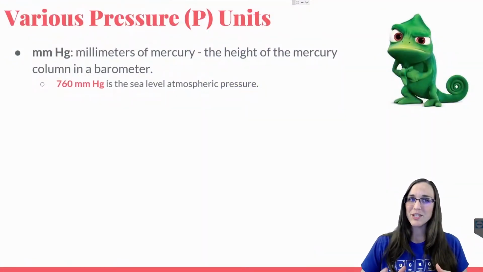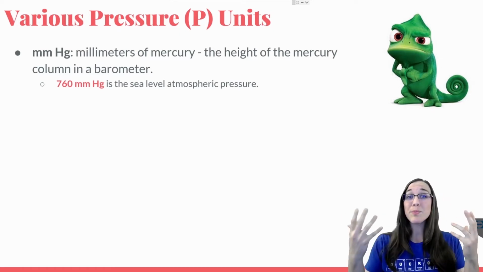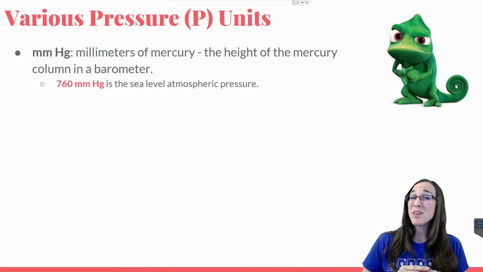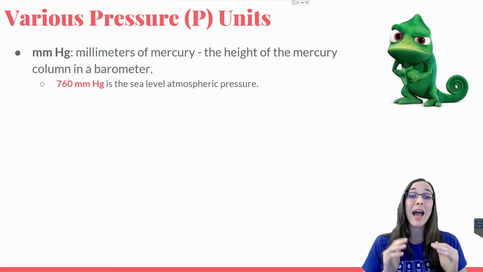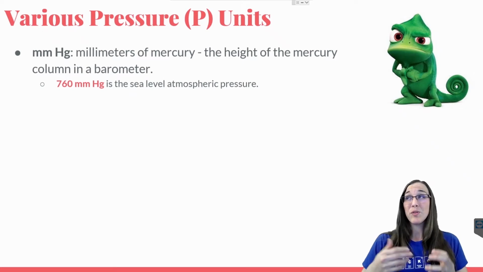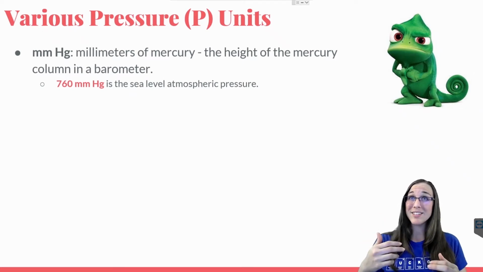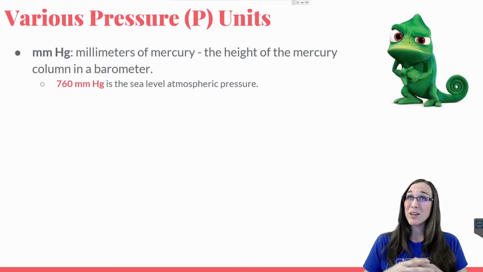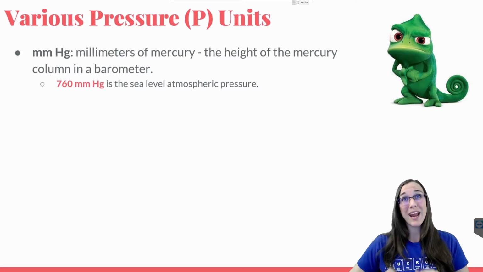Other than atmospheres, the first one that you should recognize for pressure is called millimeters of mercury. This is based on the height that mercury goes to according to the pressure in the air in a barometer. So 760 millimeters of mercury is the sea level atmospheric pressure. We know that this is equivalent to 1 atmosphere. So if you're following along on that graphic organizer from the description below, you would want to plug in 760 millimeters of mercury is equal to 1 atmosphere.